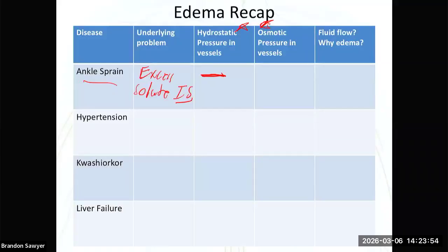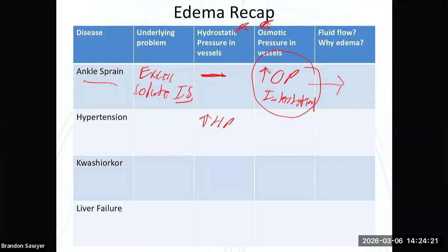But osmotic pressure does, not necessarily in the vessels, but we would have increased osmotic pressure in that interstitial space, right? That's the big problem with this one, is the interstitial space. Osmotic pressure goes up because of all the extra solute there. And that's what's going to lead to the fluid flow. Okay, hypertension. Obviously, the problem is high blood pressure. We're going to have increased hydrostatic pressure in the vessels. Not really going to change the osmotic pressure in the vessels, and that's going to lead to the edema.